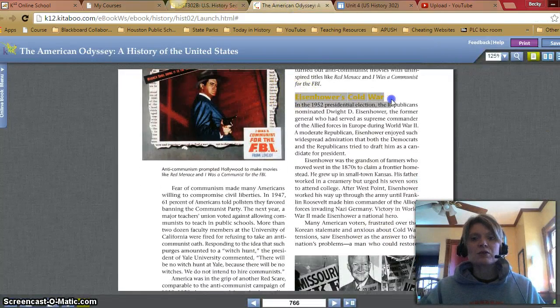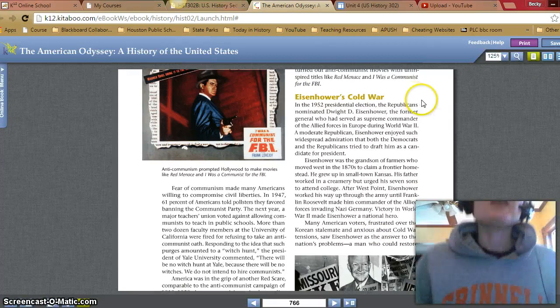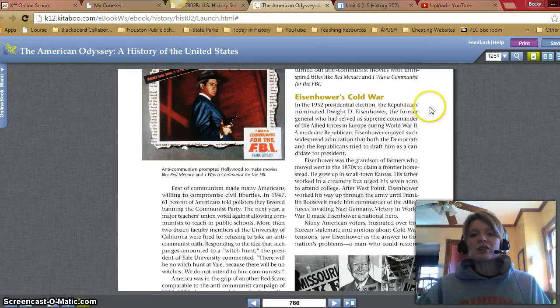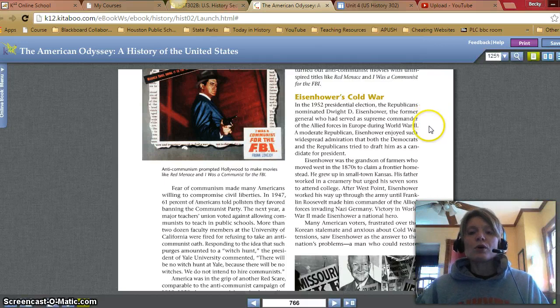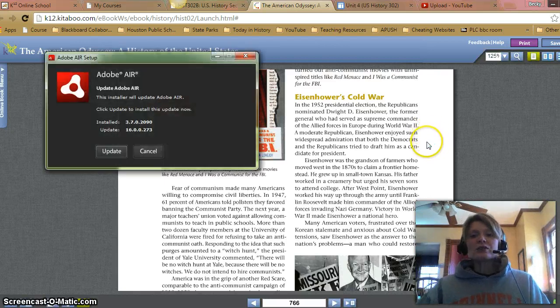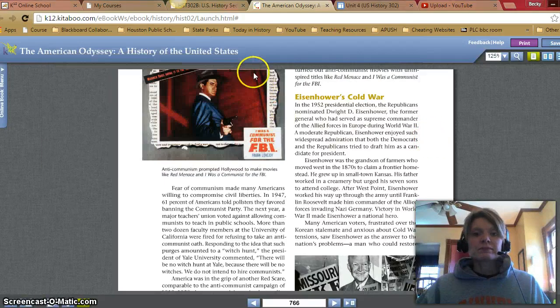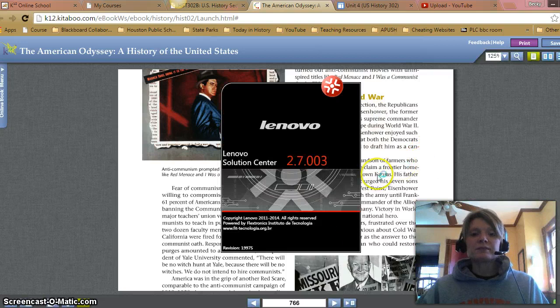Starting here with Eisenhower's Cold War. In the 1952 presidential election, the Republicans nominated Dwight D. Eisenhower, the former general who had served as supreme commander of the Allied forces in Europe during World War II. A moderate Republican, Eisenhower enjoyed such widespread admiration that both Democrats and Republicans tried to draft him as a candidate for president.